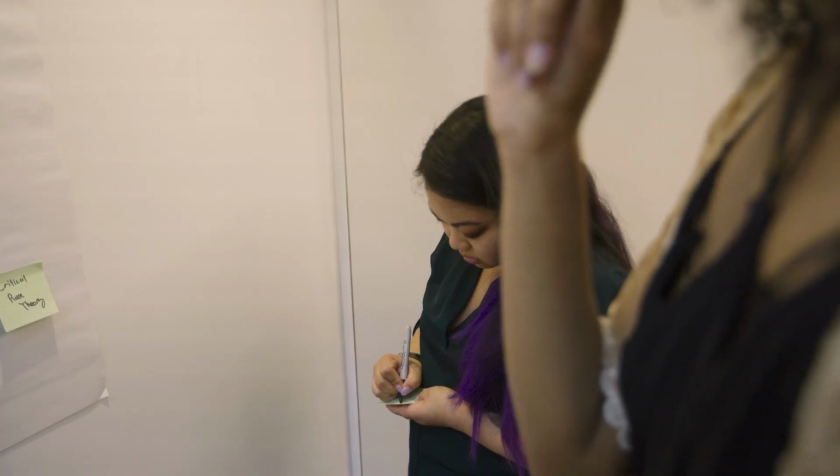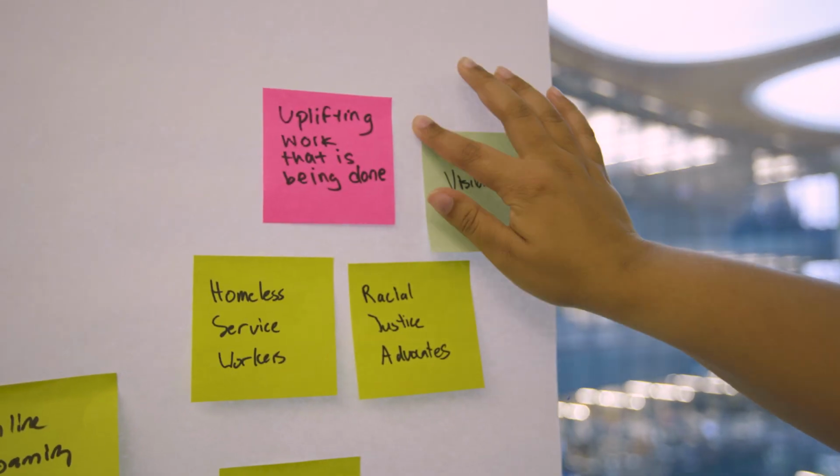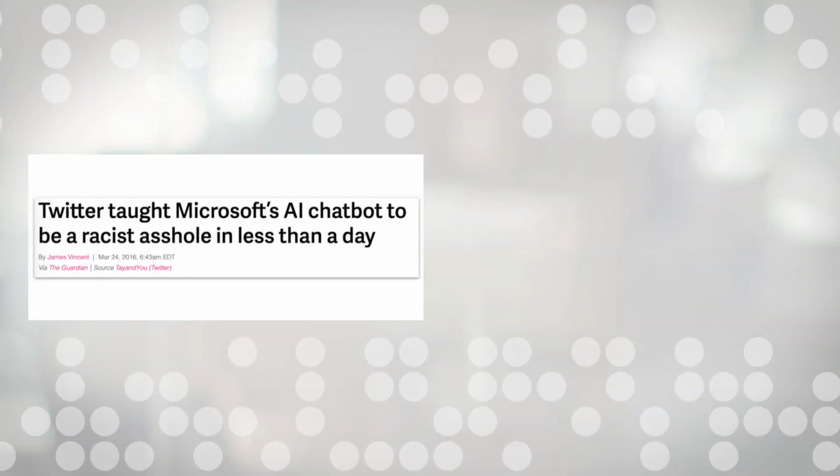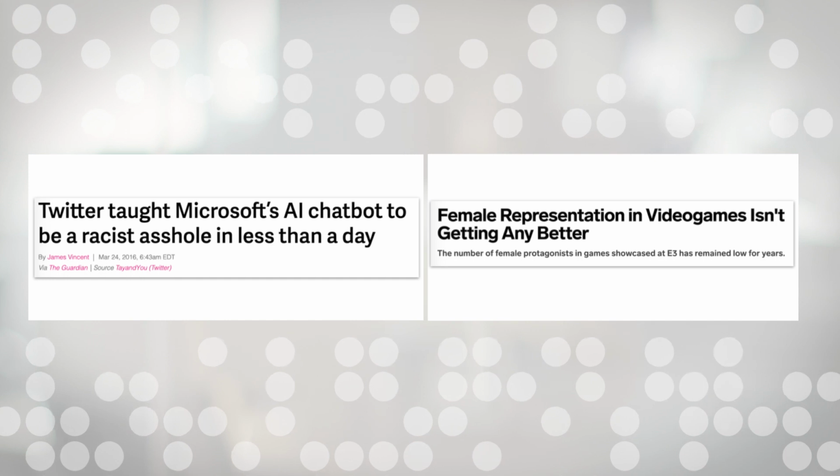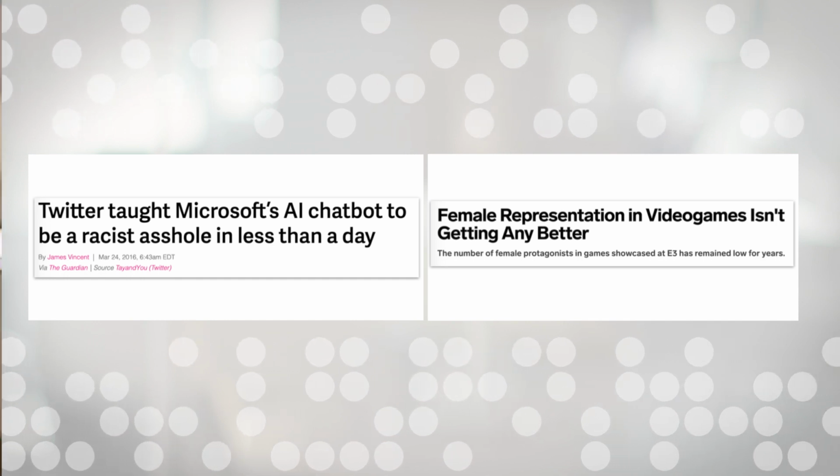So to give an example, a big area that I work in is game design, and we know that the games industry is not representative of the general population. People of color are underrepresented in the games industry. Women and non-binary people are underrepresented. And that means that the games that we produce tend not to be made for those groups.